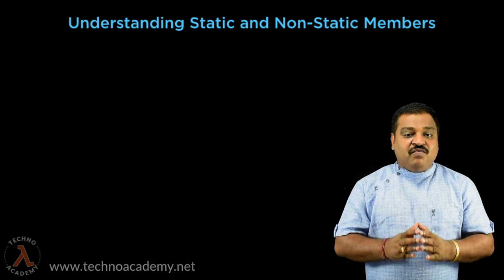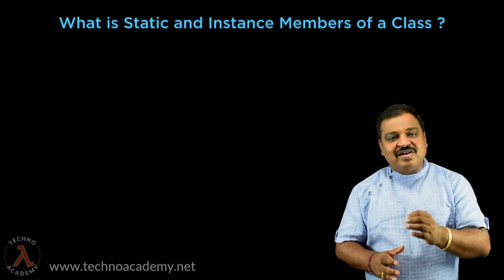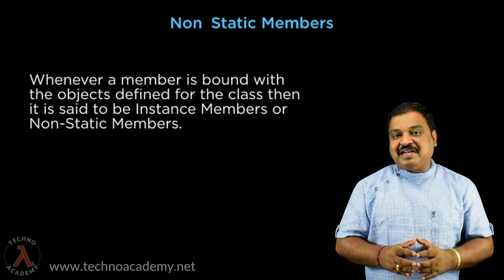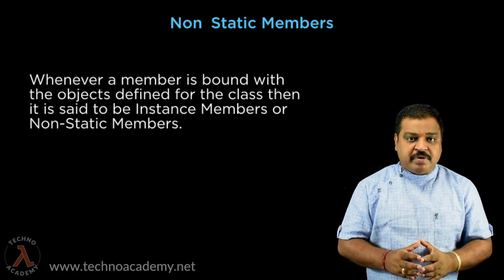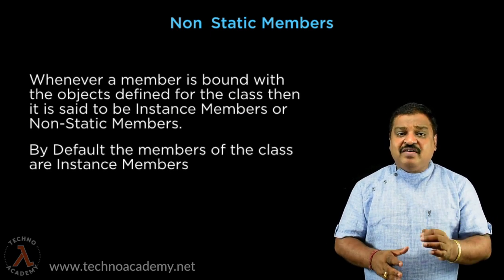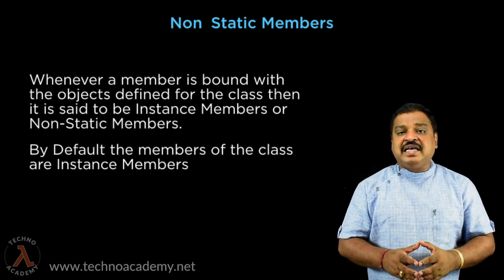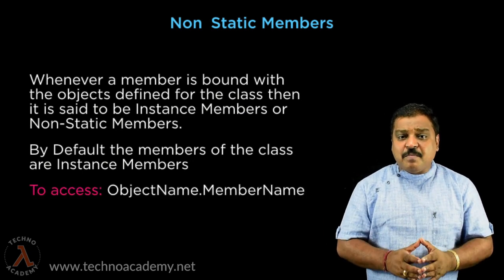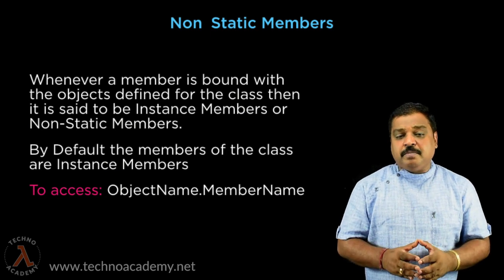Now, in this video, let us understand what is static and non-static or instance members of a class. Whenever a member is bound with the objects defined for the class, then it is said to be an instance or non-static member. By default, whenever we define a member for the class, it will be considered as an instance or non-static member only. To access the members, we need to use the object name dot the member name.